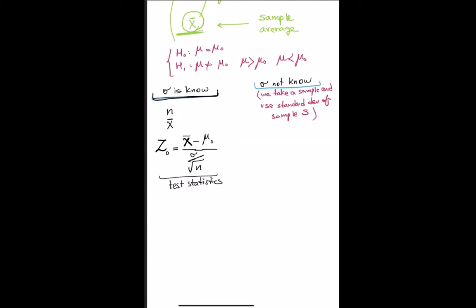Okay, so that's that. And then, for this other scenario, when sigma is not known and we are using S, can you tell me how you construct your test statistic for that one?